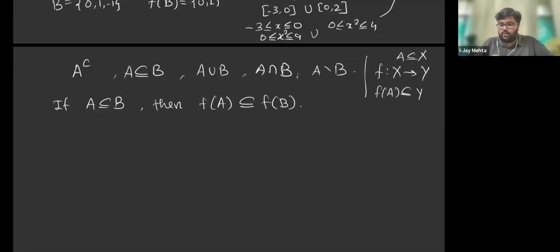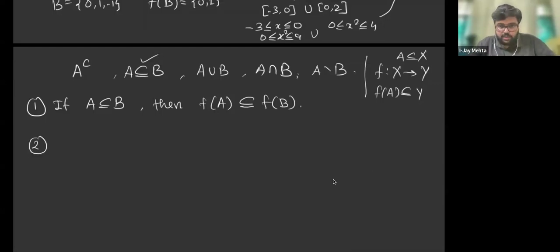Okay, right. So we have seen that we have taken one relation, subset. In subset, F is very good. If A is a subset of B, F behaves well: F of A is a subset of F of B. Now let us take union.